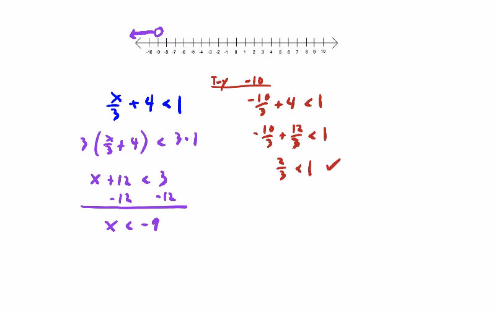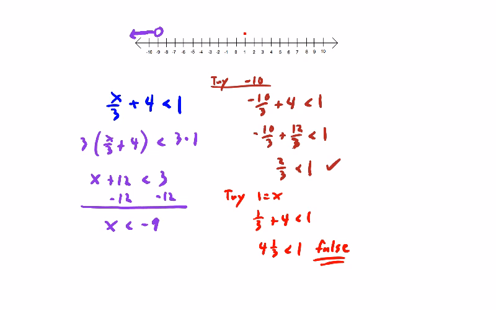Let's try a number on the other side of it, like 1. If we try 1 in the original equation, that would be x equals 1. We end up with 1 third plus 4 is less than 1, using mixed numbers, 4 and 1 third. Saying that 4 and 1 third is less than 1 is clearly false. So 1, which would be right here, should not be part of the solution, as we already determined. So it looks like we have correctly solved the first problem.